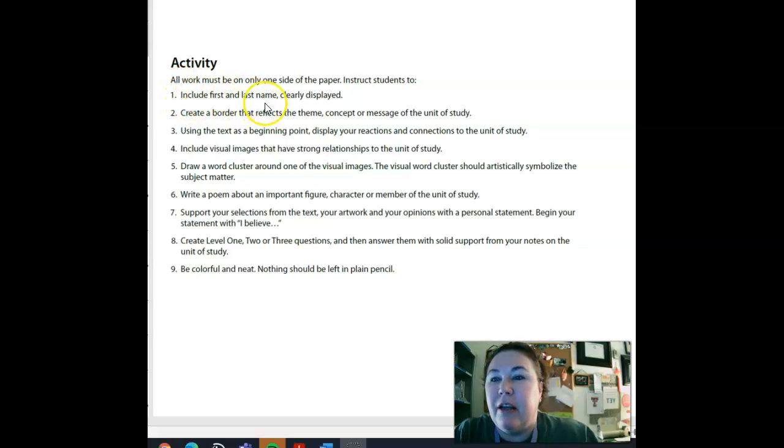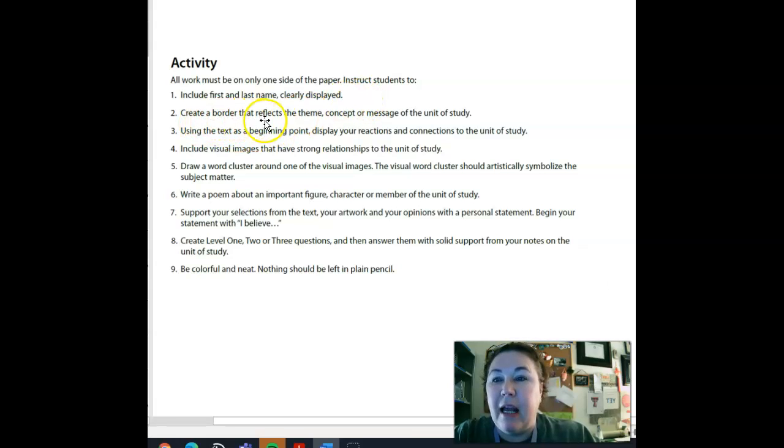So the first thing, include your first and last name clearly displayed. I actually want your first and last name and your class period on the back of the document, okay? So first and last name, back of the page where you do your one-pager on the front, so that I can easily see it. It will be the only thing on the back.